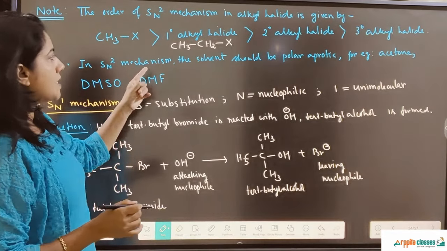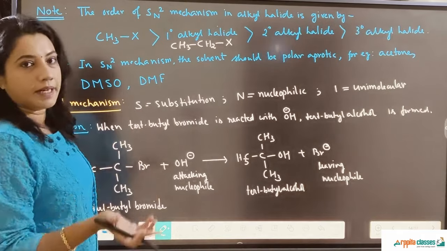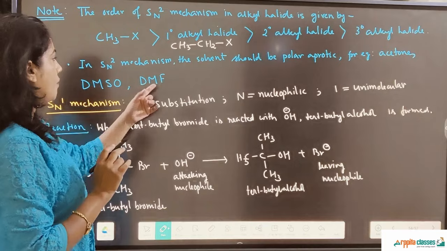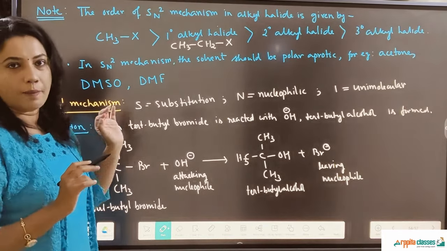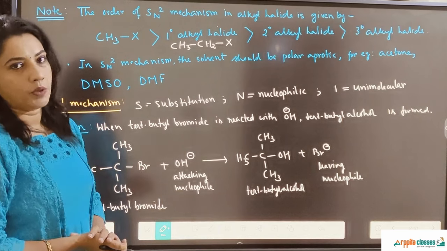In SN2 mechanism, the solvent should be polar aprotic, which I mentioned again. For example, it can be acetone, it can be DMSO, it can be DMF, dimethylformamide. These are the solvents which are polar aprotic solvents.